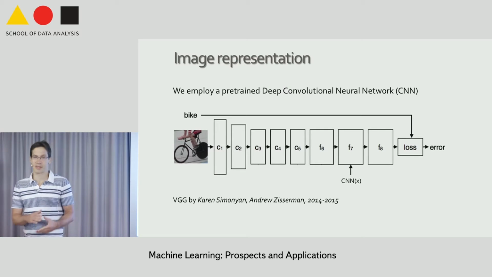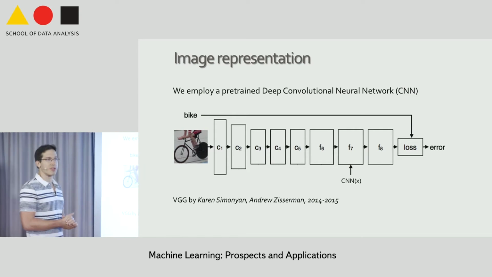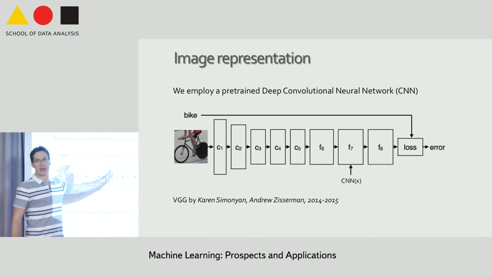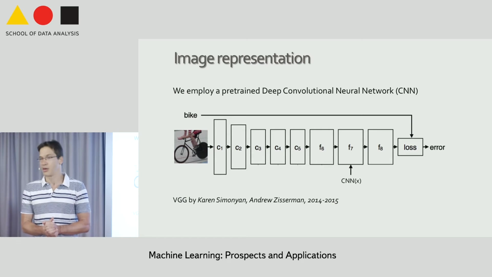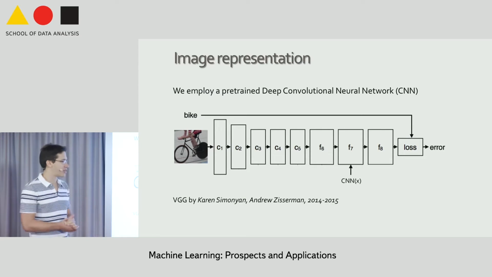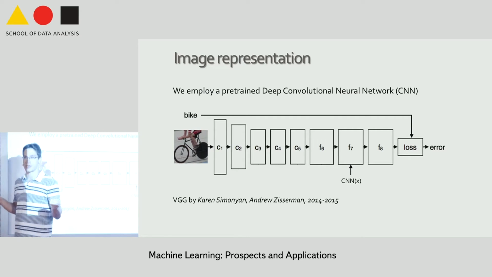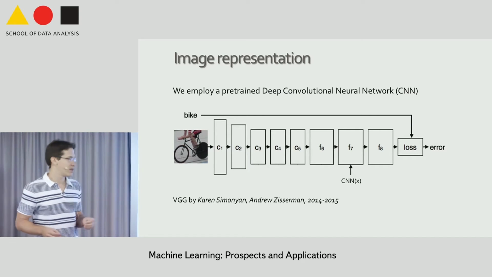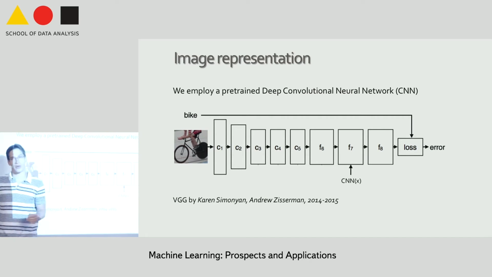So for image representation, we use a network that was trained in Oxford, a convolutional neural network that was trained on ImageNet, starting from an image, going through many convolutional layers, coming out with 1,000 different classes. We just take the representation from this layer over here, and this is a vector representation. It's just a vector of activations which we use to represent the image. So the input is an image, goes through the network, and we pull the vector from this location.